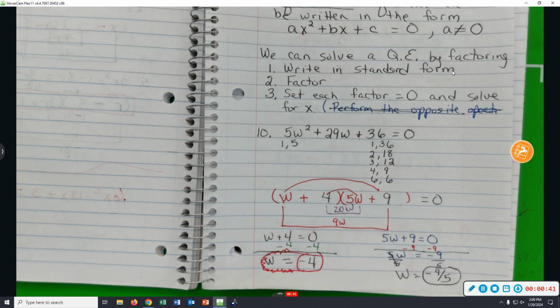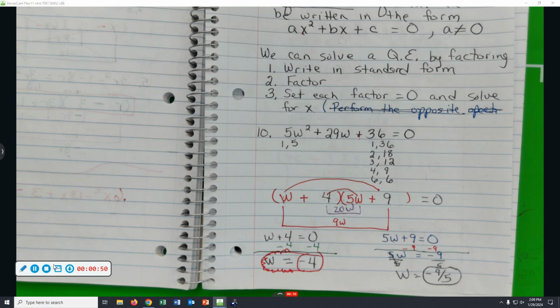To solve a linear equation, you just get the variable by itself by performing the opposite operation to both sides of the equation. That sounds harder than it really is.